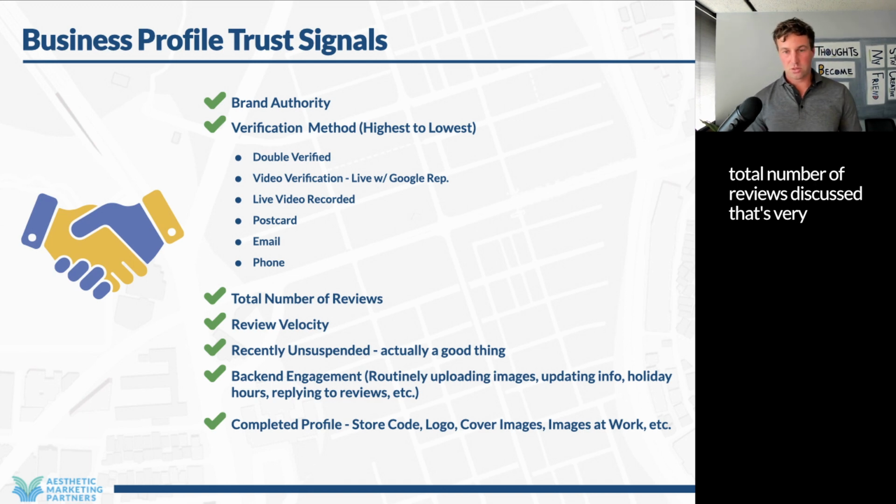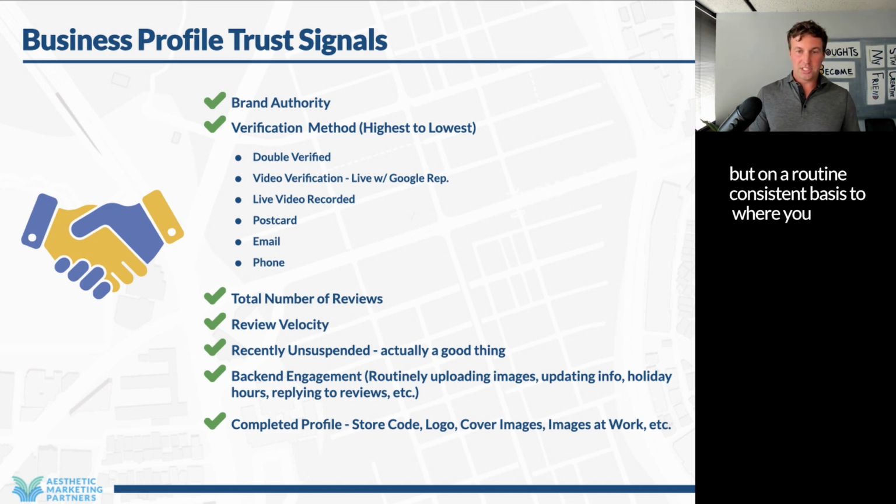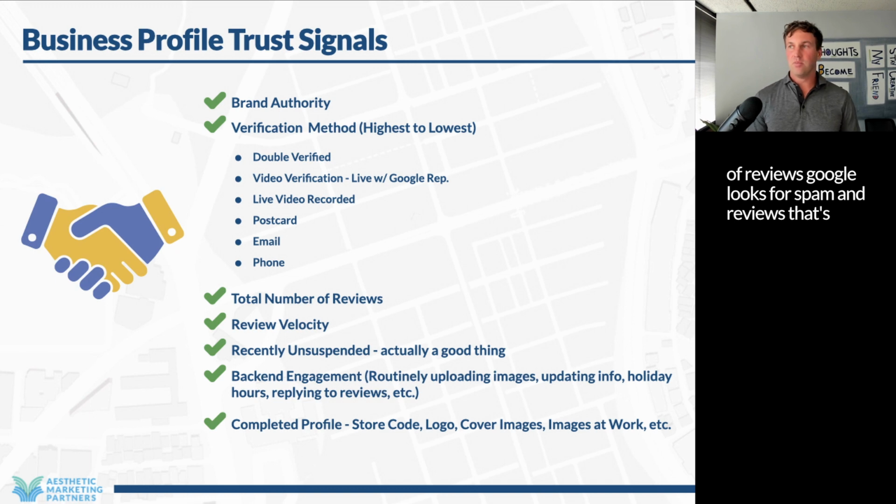Total number of reviews, we discussed that, it's very important. Then the review velocity. What we see a lot is people will manually ask for reviews. They'll do that for 30, 60, 90 days, and they'll get really busy. And then it drops off. That doesn't get rewarded as well as even fewer reviews on a routine, consistent basis, to where you have review velocity spread out over 12 months. Every month, you're having a similar number of reviews.